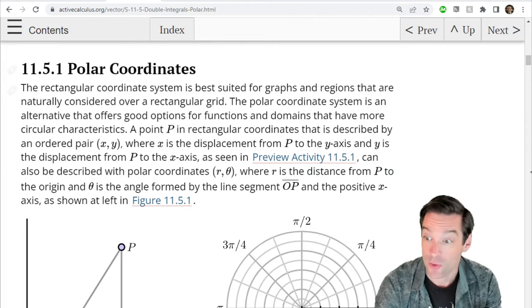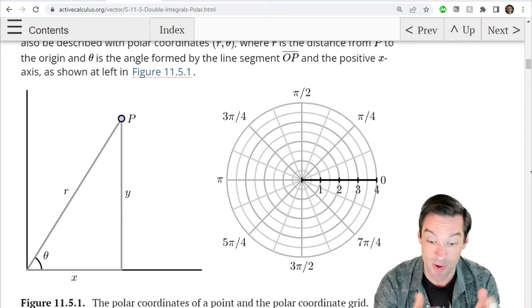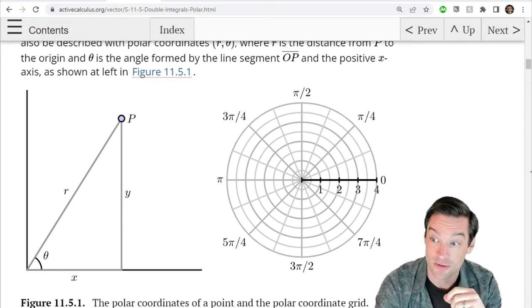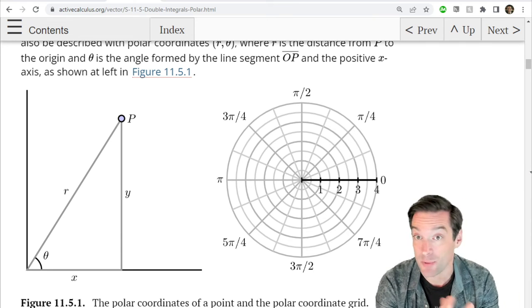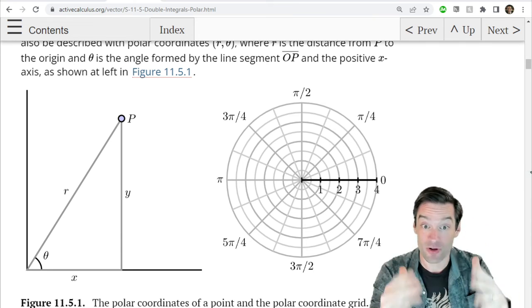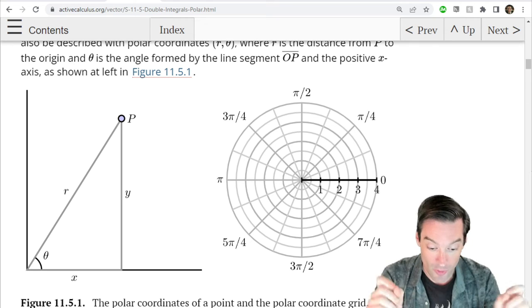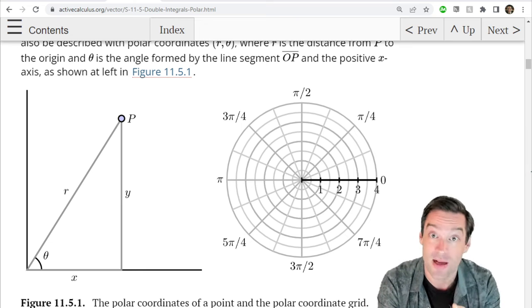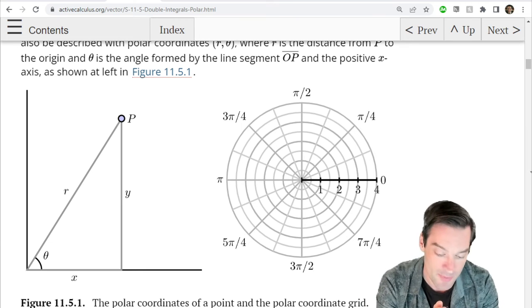So in rectangular coordinates, we use an x and a y to measure the distance of a point respectively from the y-axis and from the x-axis. It's called rectangular because the equations x equals constant and y equals constant define for us vertical and horizontal lines respectively. And so if we use constant limits on x and y, they're going to mark off a rectangle inside of xy space.